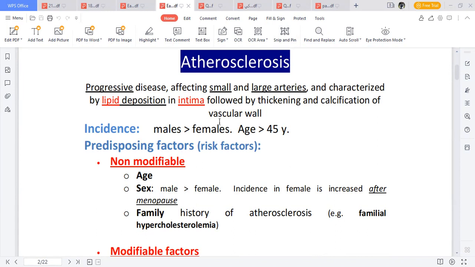Now what you need to know is that atherosclerosis is a progressive disease, meaning that it does not just occur at once. It is a progressive disease which affects small vessels and large arteries, characterized by lipid deposition in the tunica intima, followed by the thickening and the calcification of the vascular wall. If I was to draw the vessel here, so that I make you understand, I'm going to draw all the layers. So let me just pause the video.